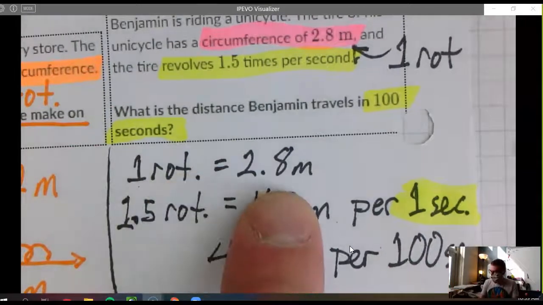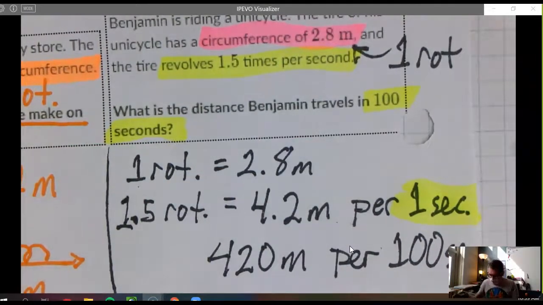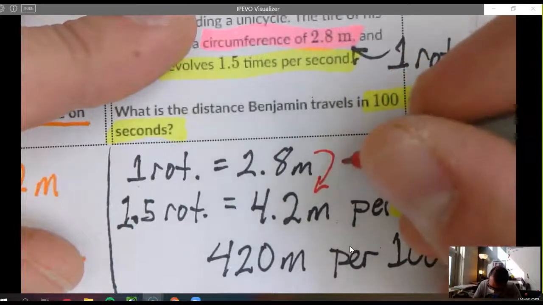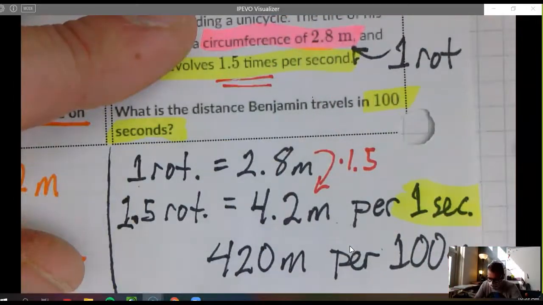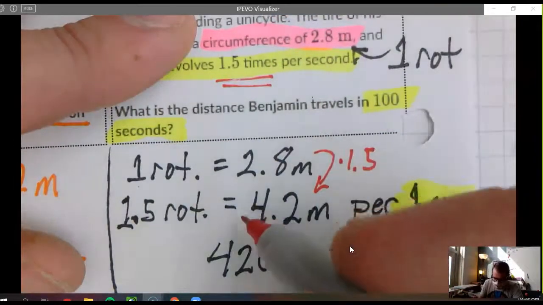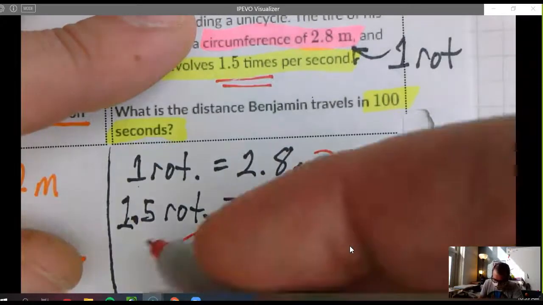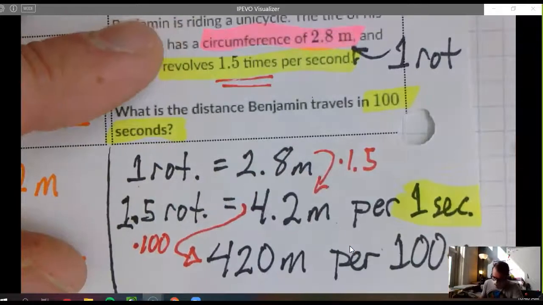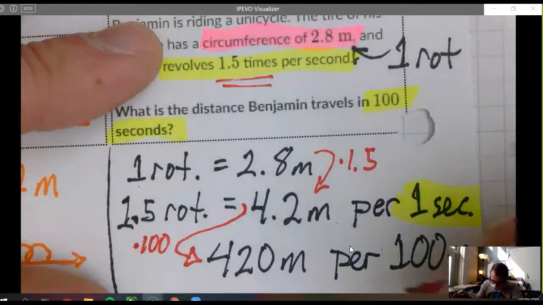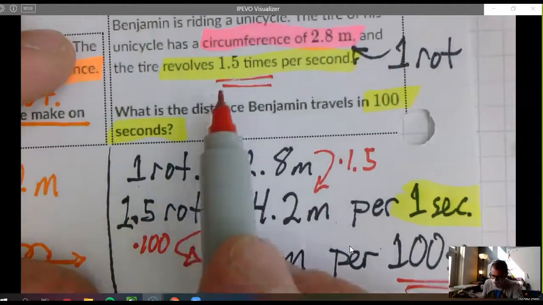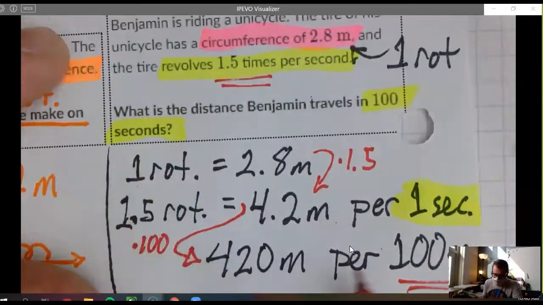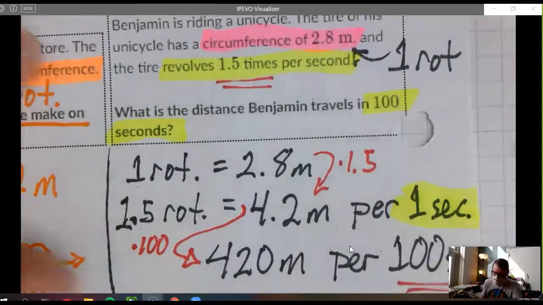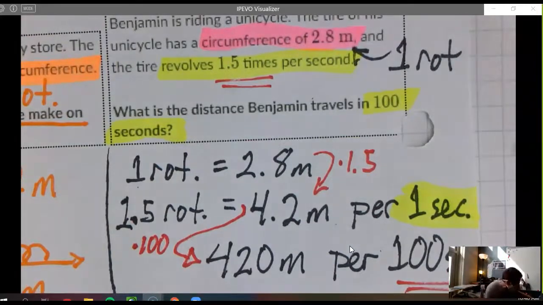We multiplied that 2.8 by 1.5 to get down to the 4.2. So that was times 1.5, because they had told us 1.5 times per second. Then we took that 4.2 and multiplied it by 100, because they told us 100 seconds. So first we did 1.5 rotations, then we did 100 seconds. It's a lot to follow, but our final answer, 420 meters. Any questions?